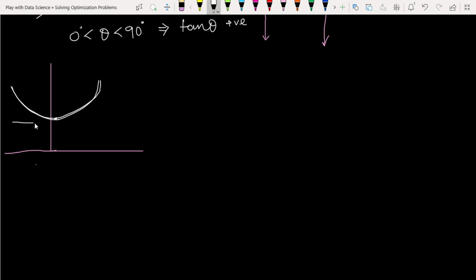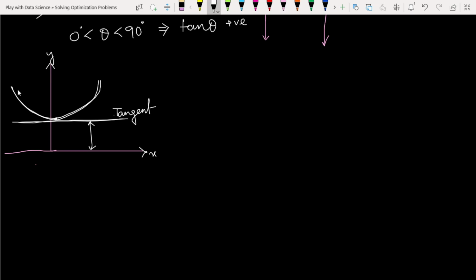The tangent value of this point means what? It is parallel to our x-axis. This is our x-axis, this is our y-axis. Simply, this line will be parallel to the x-axis, and this is called our tangent. In this point, this is our tangent.